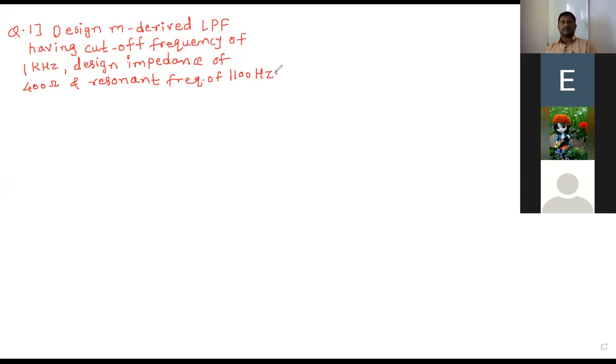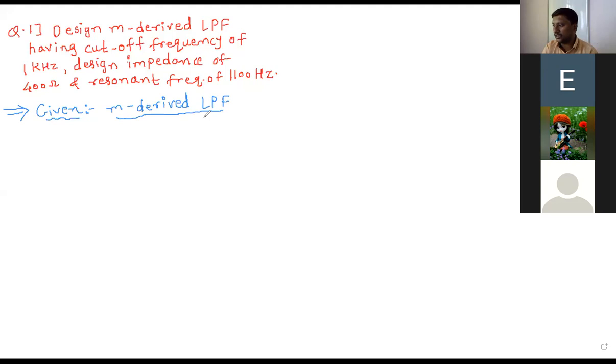So this is what the question is. Design an M derived low pass filter having a cutoff frequency of 1 kilohertz, design impedance of 400 ohm and resonant frequency of 1100 hertz. So how to start now? From where we have to start? What are the given things? You can note down, first, which filter we are going to design. So we are going to design an M derived low pass filter.